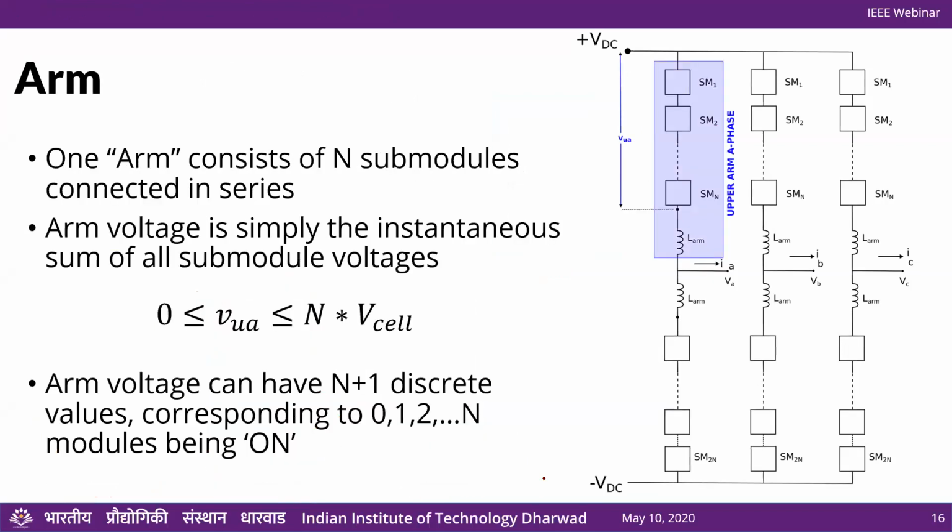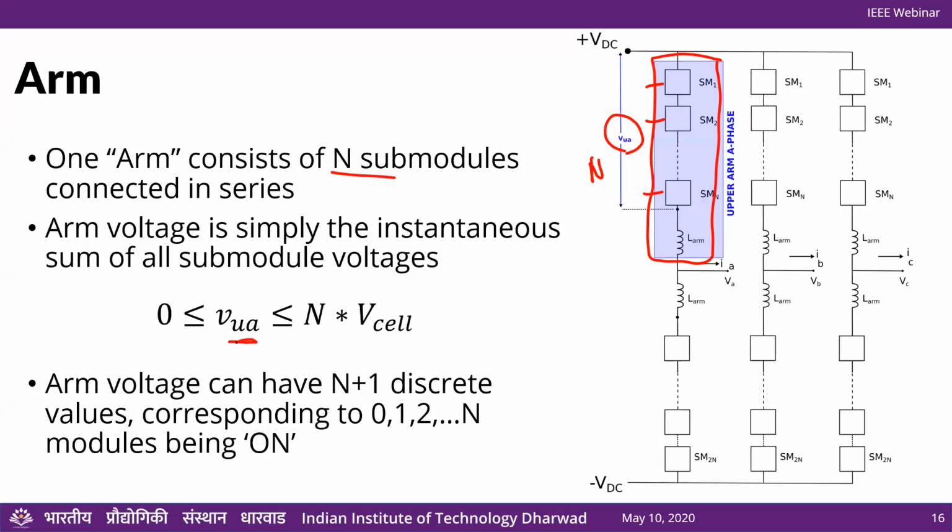So now, just some definitions. One set of these submodules, along with a filter inductor called an arm inductor, this whole thing is called an arm. So what you can see is that this arm consists of n submodules, all connected in series, and one inductor. The voltage across all of these submodules is essentially just the sum of the voltages of all of these individual submodules. We call that the upper arm voltage, VUA.